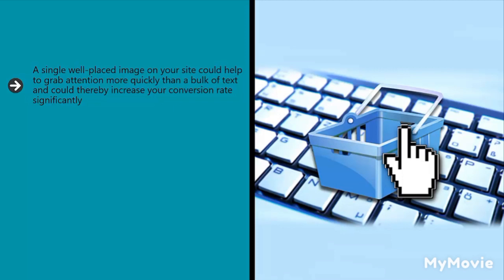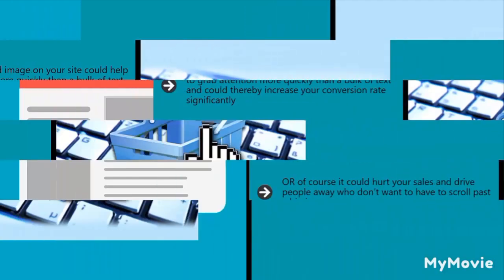That one change could make the whole operation profitable. Or, of course, it could hurt your sales and drive people away who don't want to have to scroll past a big image. How can you know which one works? Simple, by conducting a split test.